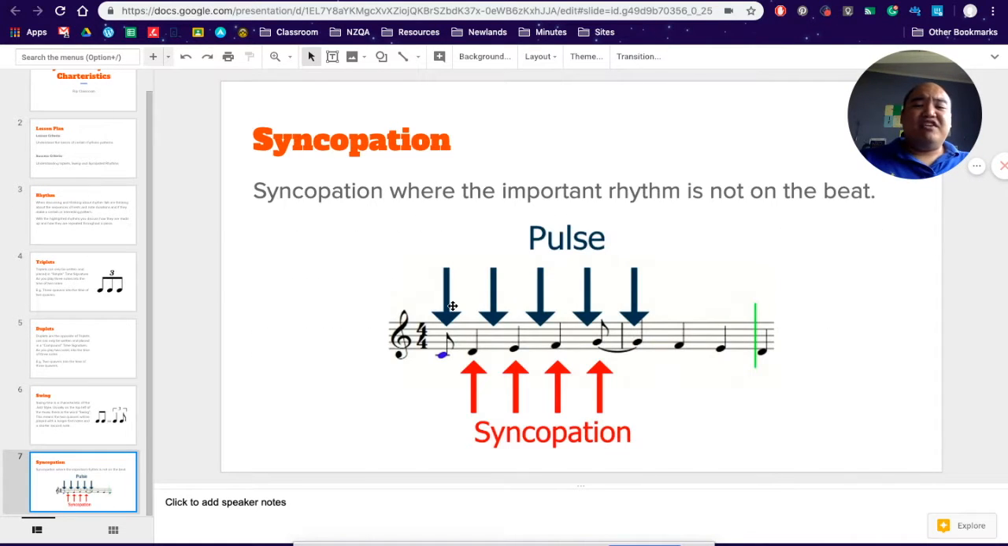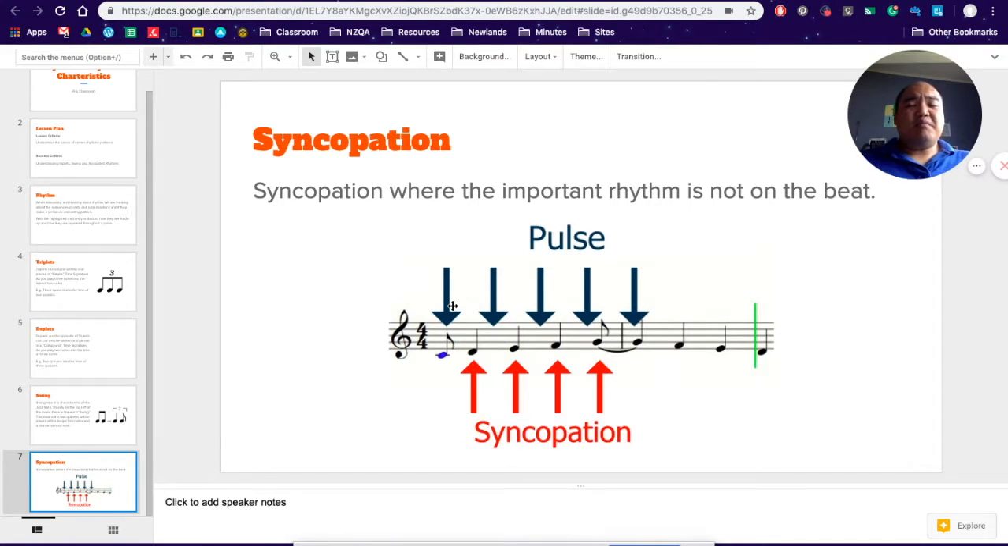Then what we have is the next and last characteristic that you need to know, and that's syncopation. And that's where the important rhythm is not on the beat. So if I was going to call out the important beats in a 4-4 time signature, it would be 1, 2, 3, 4, 1, 2, 3, 4. So basically, the important beats are on 1 and 3.